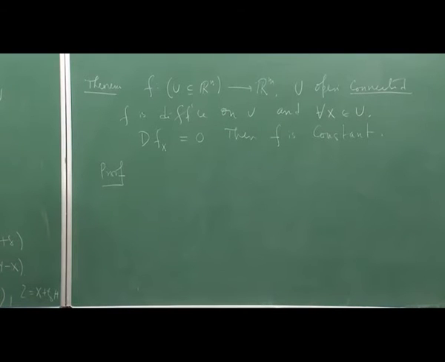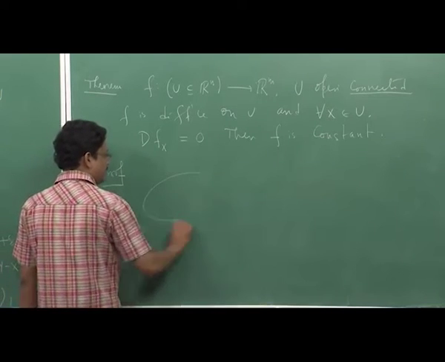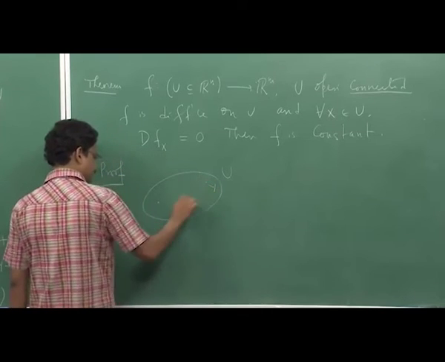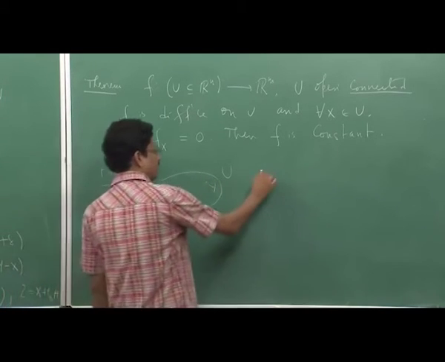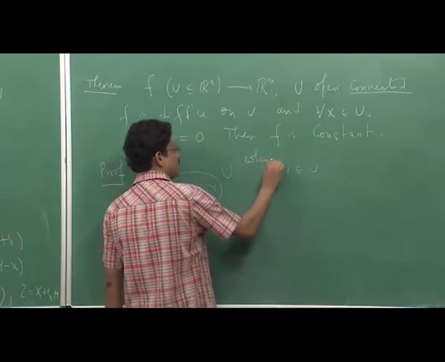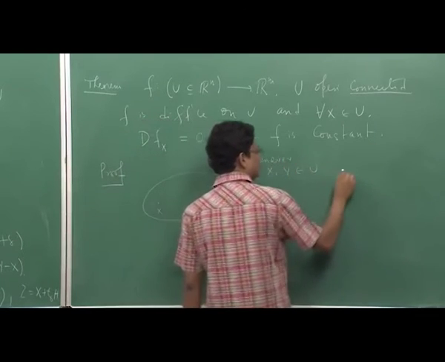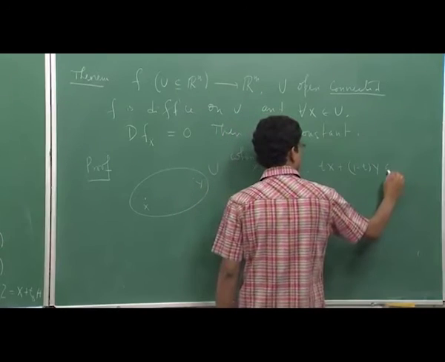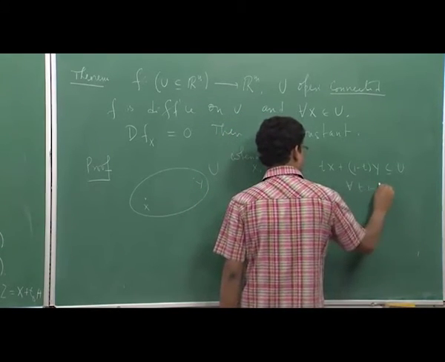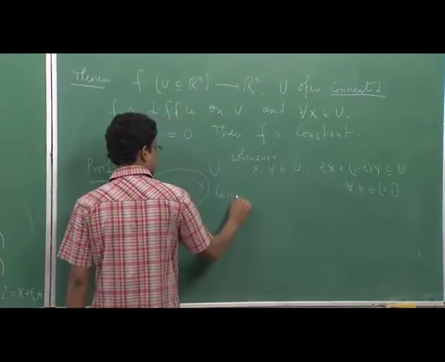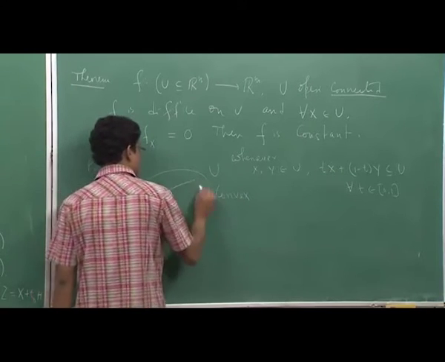See, just think about it. I will not write the entire proof. Suppose U is this kind of set, that whenever x and y are in U, the line joining x and y is also in U, for all t. That means such a set is called a convex set, right? Any two points are there, and the line joining them is always there.